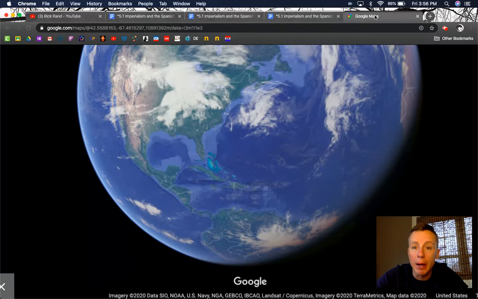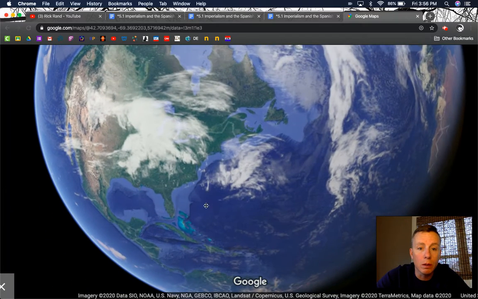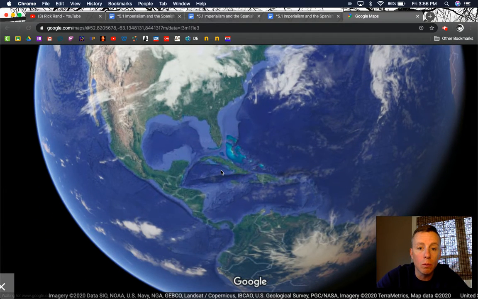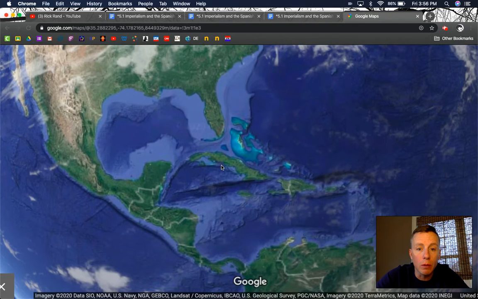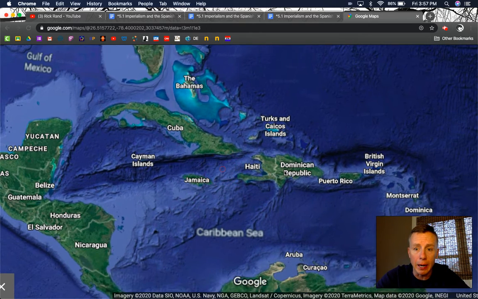Let's go over here. We got New England. That didn't go well. Here we have Cuba. Here's Florida, South Florida, like the Florida Keys. This is the Bahamas. I'll tell you what these places are called now because the labels are up here. So here you have Cuba, and here you have Puerto Rico. So Spain was over here, but really only running the show in Puerto Rico and Cuba.